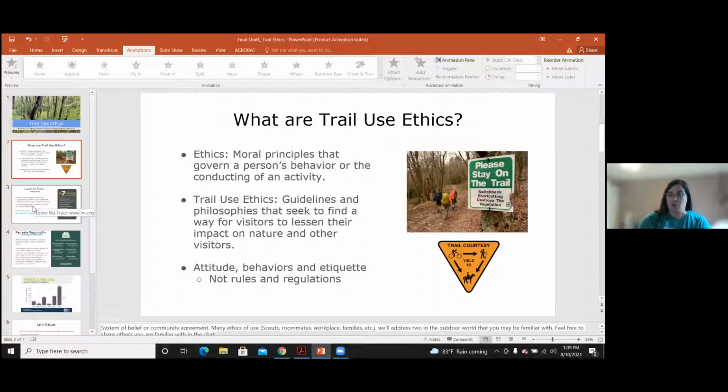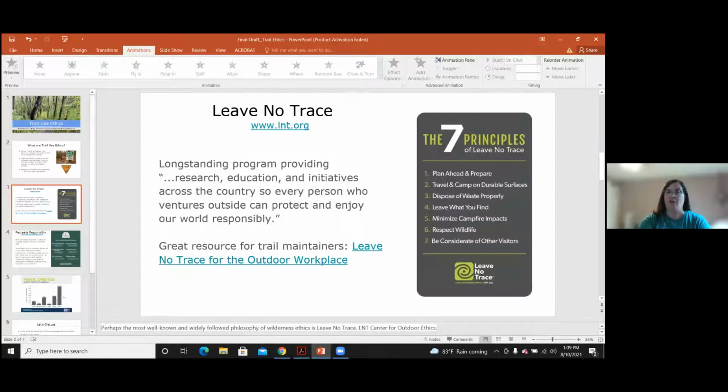I'm going to address two that you might be familiar with in the outdoor world, but feel free to enter in the chat other use ethics or belief systems like this that you're familiar with. So the first one we're going to talk about is Leave No Trace, which is probably the most well-known philosophy of outdoor wilderness ethics.